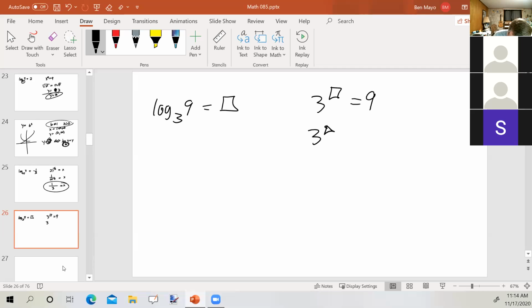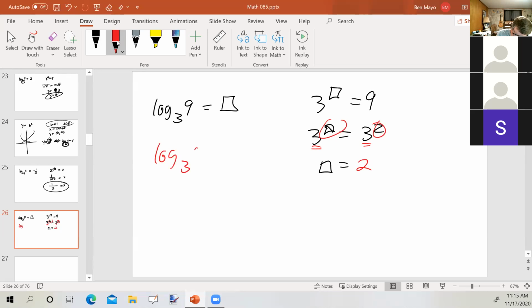What if I took 9 and wrote it as 3 squared? Well, if the bases are the same, the exponents are the same. So that means the box is what? Two. Good. If the bases are the same, the exponents are the same. So log base 3 of 9 equals 2 because 3 squared equals 9.